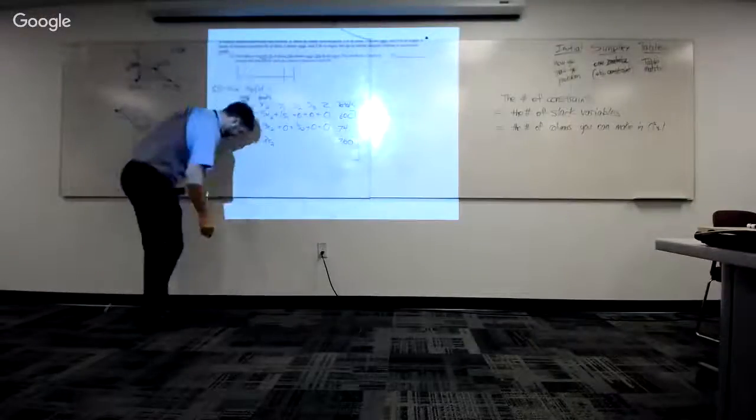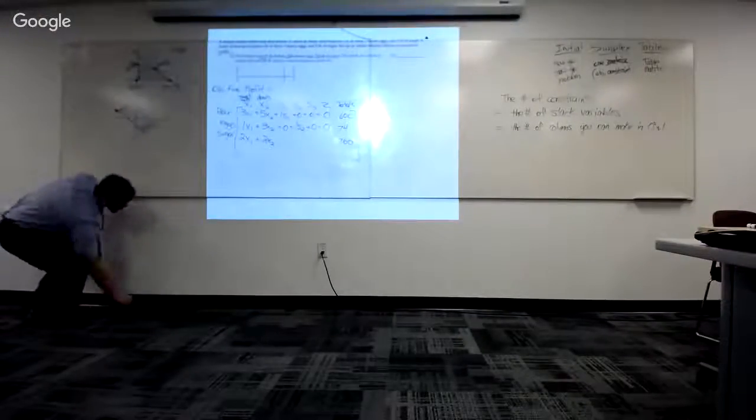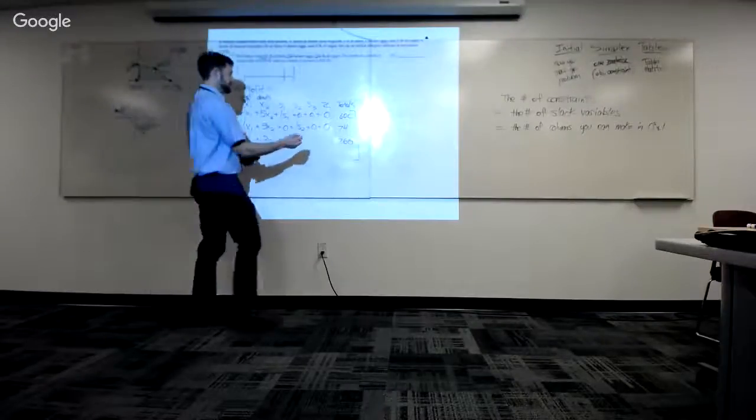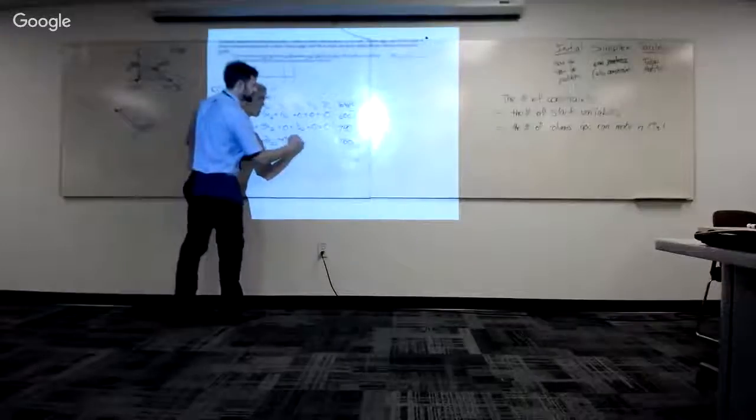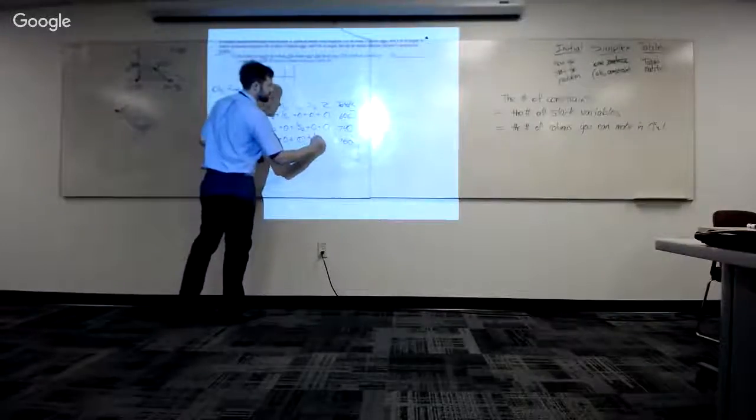And then my sugar constraint is going to be 2x1 plus 2x2 plus 0 plus 0 plus 1s3 plus 0.